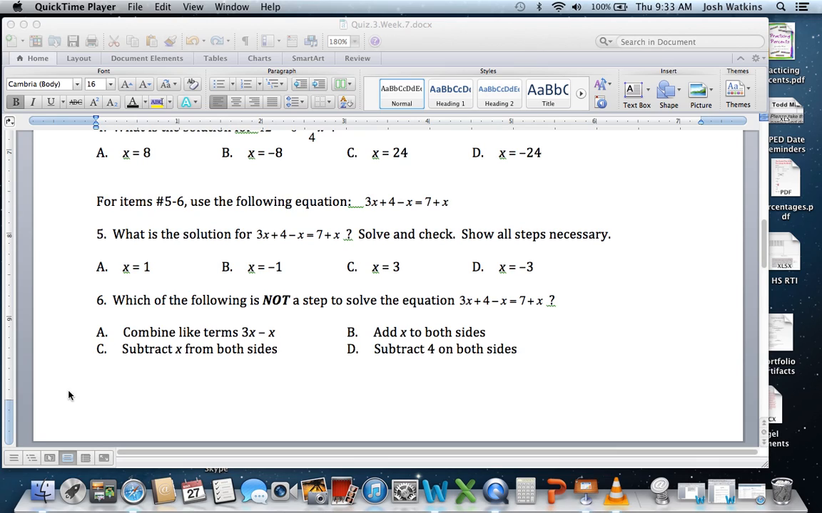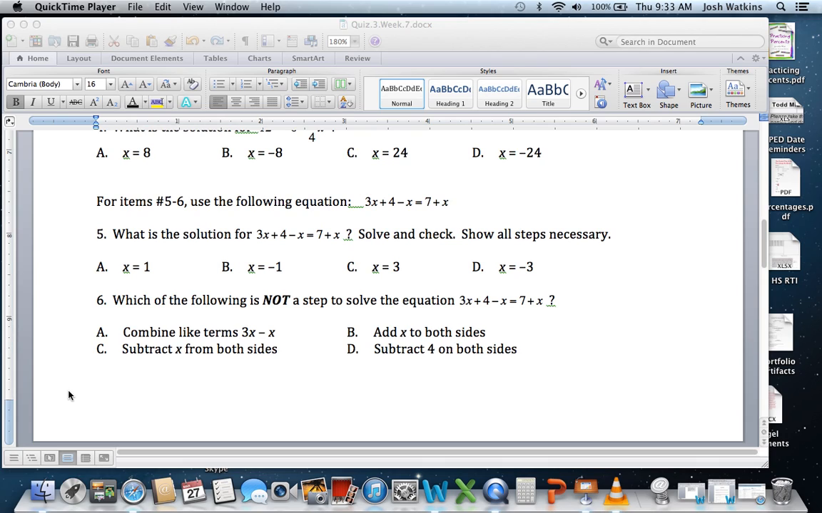For numbers 5 and 6, use this equation. 3x plus 4 minus x is equal to 7 plus x. So number 5, what is the solution for 3x plus 4 minus x equals 7 plus x? You'll solve and check and show all steps necessary.